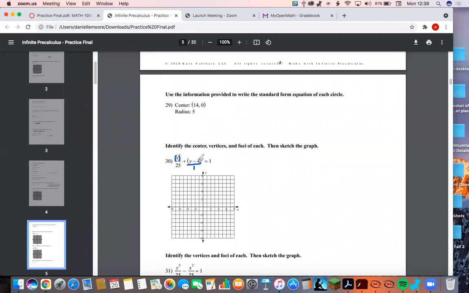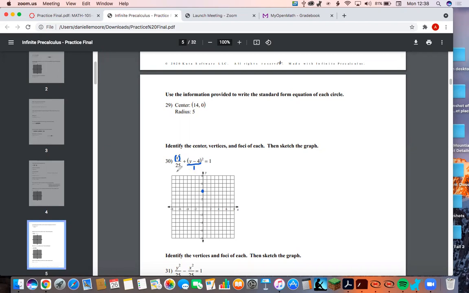And then something minus 4 makes 0. The y value would be positive 4 for a minus 0 there. So now we have 0 and then positive 4, counting 1, 2, 3, 4. There you go. Here's the center of our ellipse. And then the number with the x's tells us the x steps to go, and the number with the y's tells us the y value steps to go.